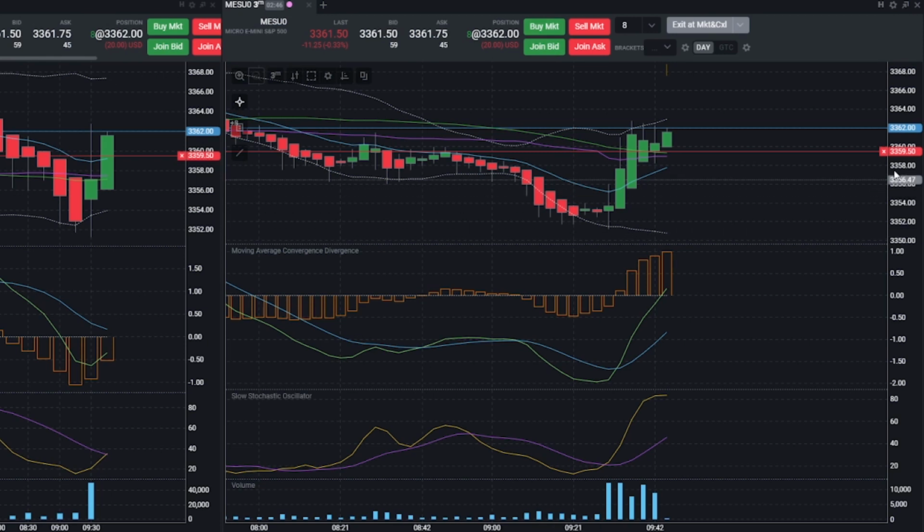So I have just taken a buy position on Micro E-minis, and I'm going to be showing a couple of things I don't always use, but this is going to be a little bit different than what you're used to looking at.